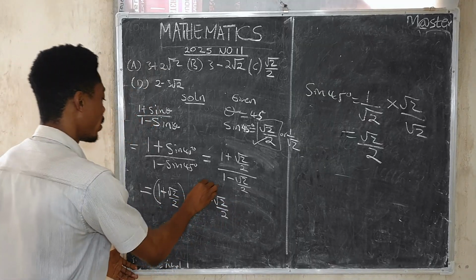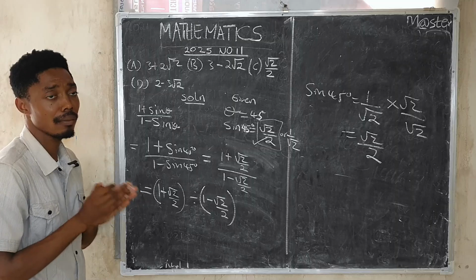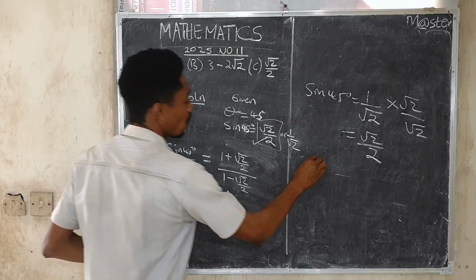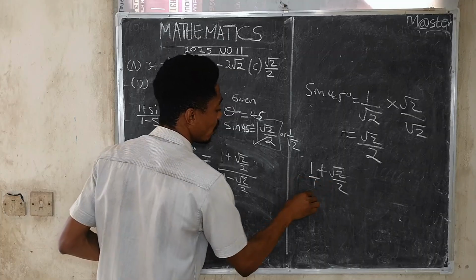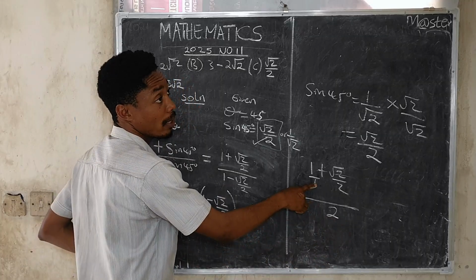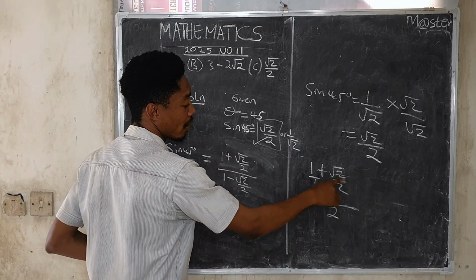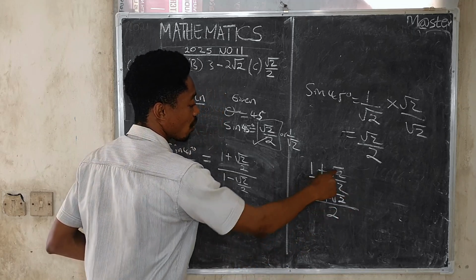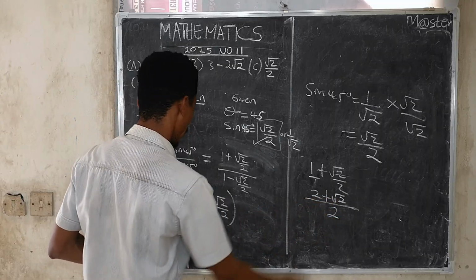The next thing I'm going to do is make these two terms have the same denominator, a like denominator. How am I going to do that? For 1 plus root 2 over 2, the denominator of the 1 is 1. If I find the LCM of 1 and 2, that gives me 2. 2 divided by 1 is 2 times 1 is 2. 2 divided by 2 is 1 times root 2, that is plus root 2. So 1 plus root 2 over 2 is the same as saying 2 plus root 2 all over 2.